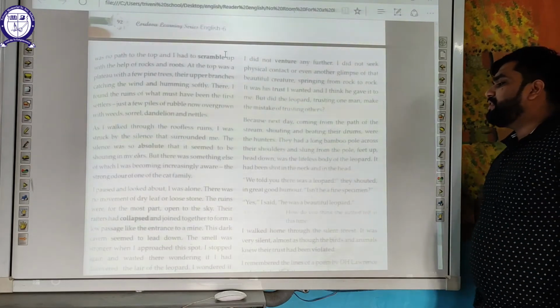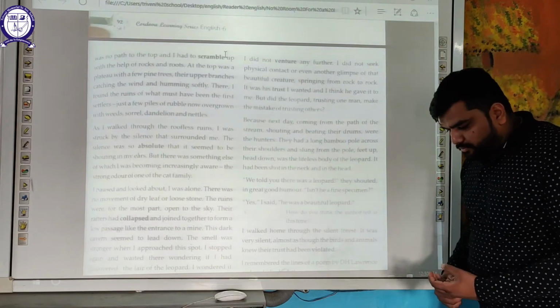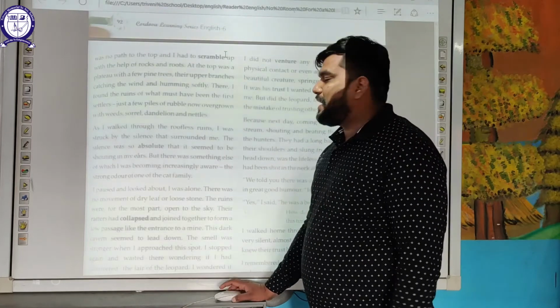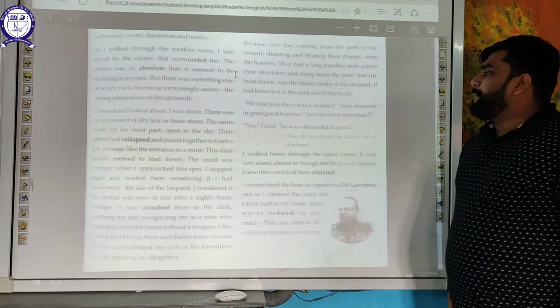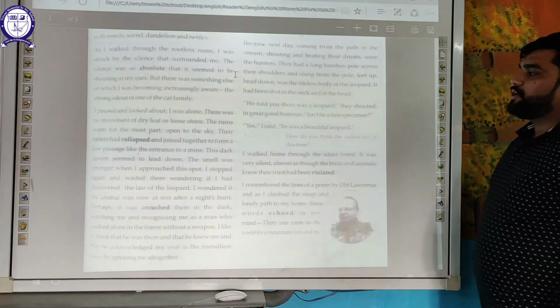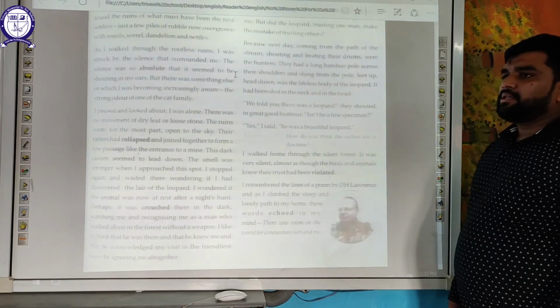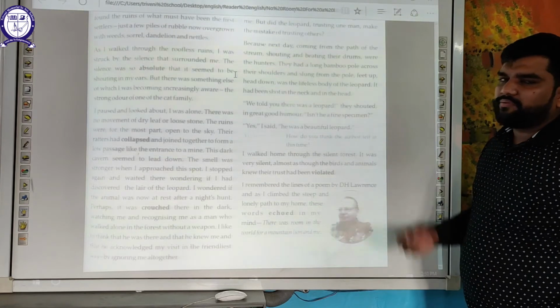It had been shot in the neck and in the head. The leopard was shot by the hunters. We told you there was a leopard, they shouted. The hunters shouted in great good humor. Isn't he a fine specimen? You can see, this is a leopard, we told you. Yes, I said, he was a beautiful leopard.